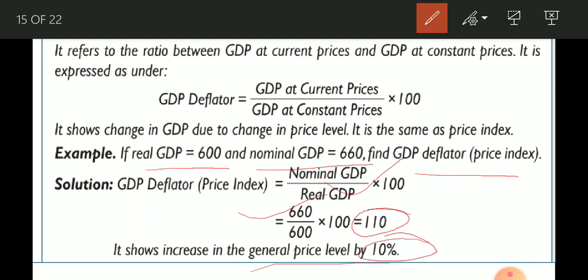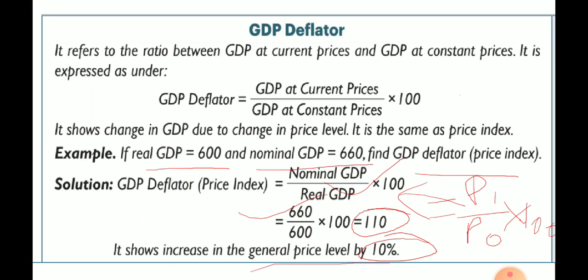In 11th class, when I taught you the last chapter, index number, I had told you about it. So what equation do we use in the simple aggregate method? P1 upon P0 multiply 100. This is the same. Nominal GDP means present year price, real GDP means P0, base year price, multiply 100. So that is why GDP deflator and price index are both the same thing.